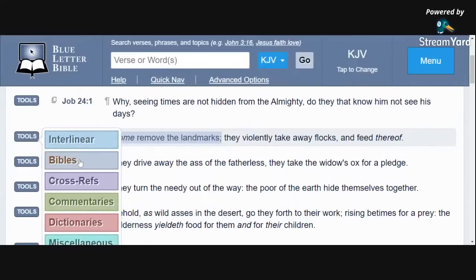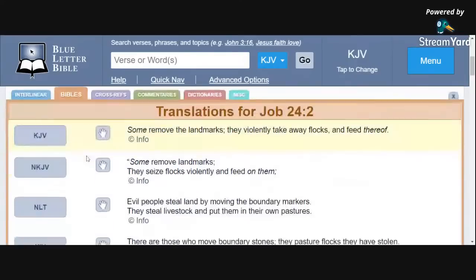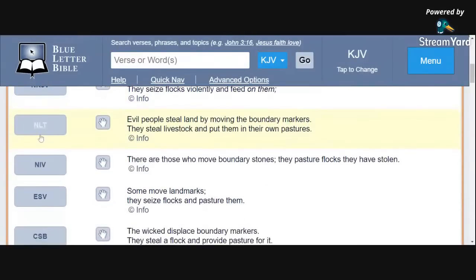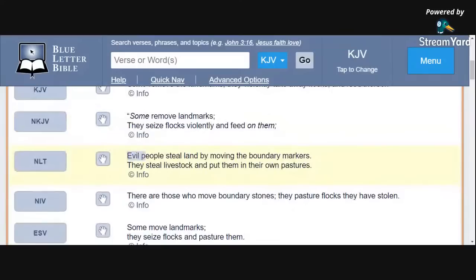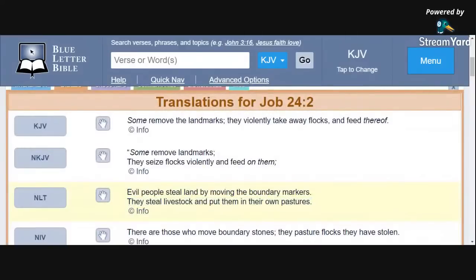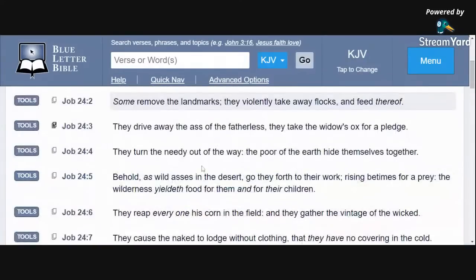Let's read it here in another translation. I want to read this one. NLT. Evil people steal land by moving the boundary markers. They steal livestock and put them in their own pastures. Ooh. Who did that? Who moved the boundary markers? They steal livestock and put them in their own pastures. And the evil people is who? The wicked. Esau, Edom.